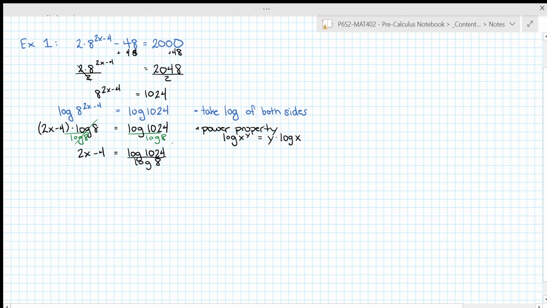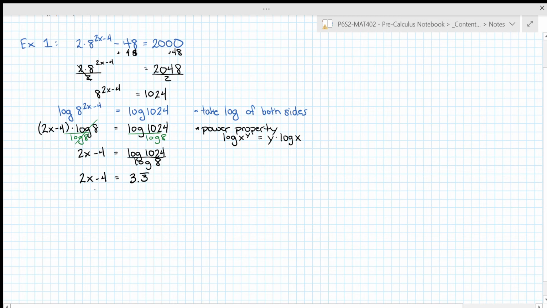And this I can just plug into my calculator. The log of 1024 divided by the log of 8, that's just a number. So 2x minus 4. I don't have my calculator in the OneNote here. If I navigate away, it will kill the video, so I will just be your calculator for you. Log of 1024 divided by the log of 8 is 3 1/3. Get 3.3 repeating forever, just 3 1/3.